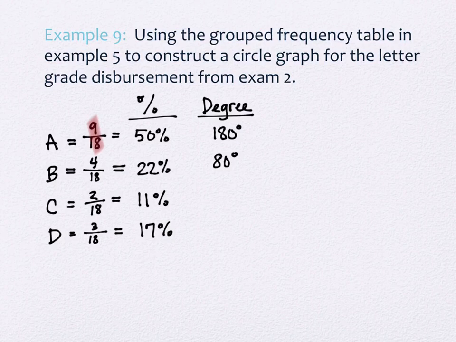The next one is 2 divided by 18 multiplied by 360. Yep, Addie's got all of them for us today. And how about 3 divided by 18 times 360? 60 degrees. Okay, we need both of these columns of data in order to be able to create our circle chart, okay?